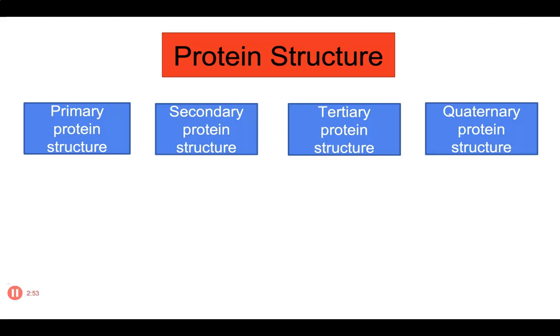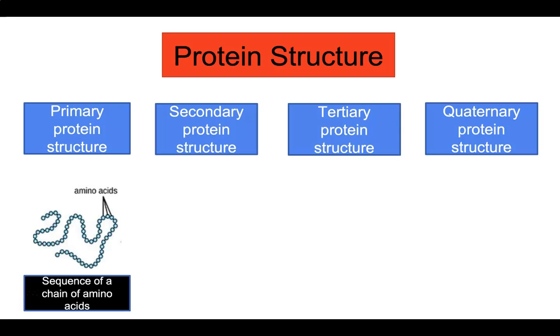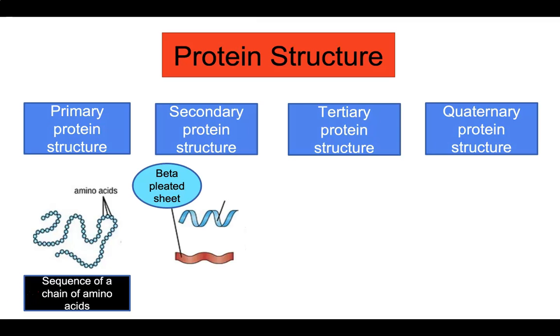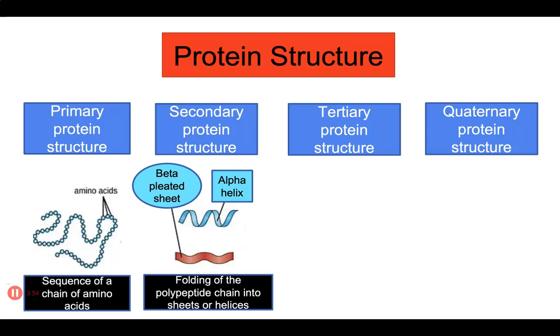Protein structures include primary, secondary, tertiary, and quaternary structures. There are four major components of protein structure. For primary protein structure, there is a sequence of a chain of amino acids. Secondary protein structure consists of beta-pleated sheets as well as alpha helices. Secondary protein structure requires folding the polypeptide chain into sheets or helices.